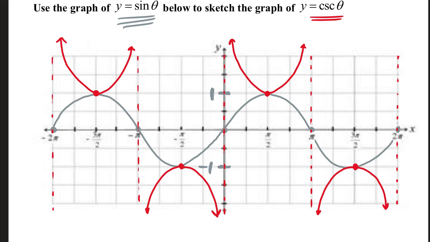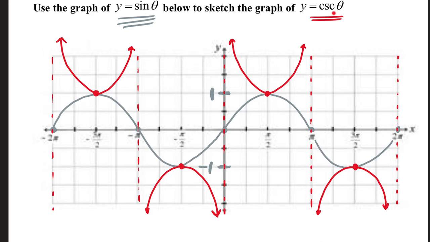The x-intercepts of sine occur at integer multiples of pi: -2 pi, -1 pi, 0 pi, 1 pi, and 2 pi. When you take the reciprocal of 0, you get 1 over 0, which is undefined. These red dashed lines are called vertical asymptotes. These occur at all integer multiples of pi. Those are invisible boundaries that your graph will not cross because they're undefined at those particular angles.